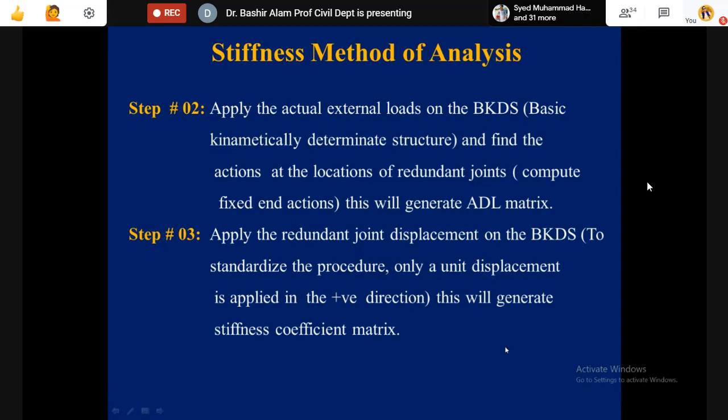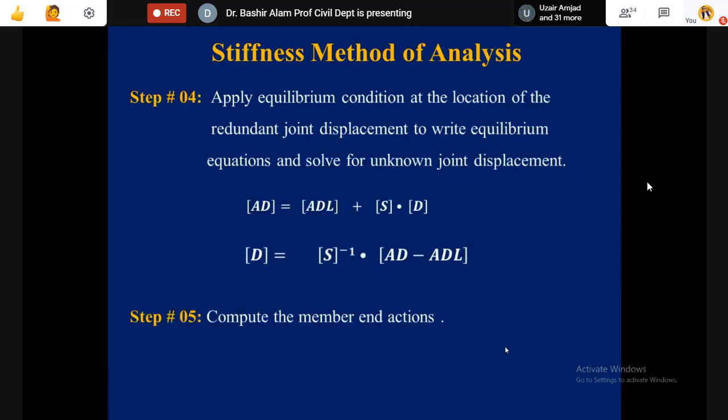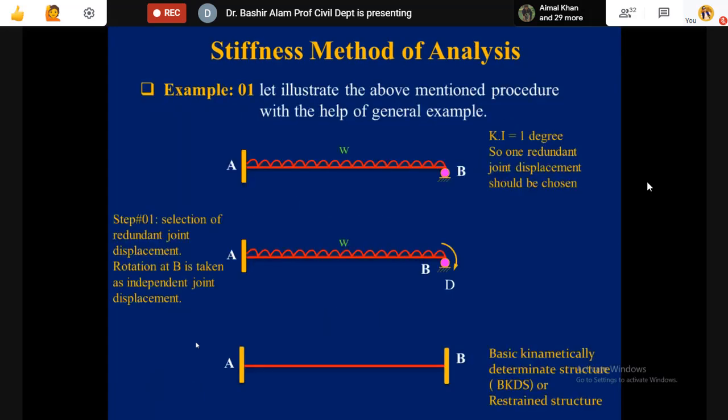Step number 4, the equilibrium equation. Apply the equilibrium condition at the location of the redundant joint displacement to write equilibrium equations and solve for the unknown joint displacements. So AD is equal to ADL plus S times D, and D is equal to S inverse times AD minus ADL. So the unknown joint displacements are known now. After this, step number 5: compute the member end actions like we did in the flexibility method. And step number 6: we draw the shear force and bending moment diagrams.